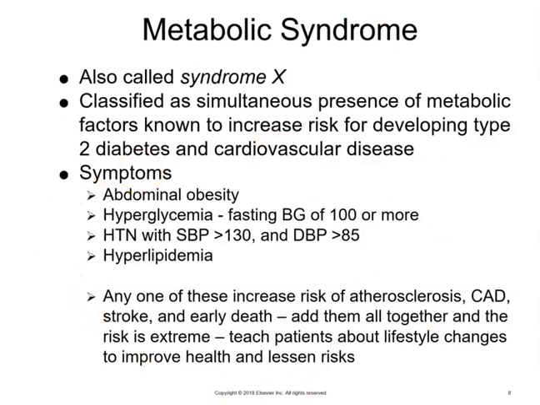Metabolic syndrome is also called syndrome X. This is classified as a presence of multiple different factors known to increase the risk for developing type 2 diabetes. So I kind of think of it almost as a pre-diabetic state. It increases your risk for type 2 diabetes and cardiovascular disease. The symptoms of this are going to be abdominal obesity, hyperglycemia, that's a fasting blood sugar of 100 or more, and hypertension as well. So they'll have an elevated systolic blood pressure as well as diastolic, and high cholesterol or hyperlipidemia.